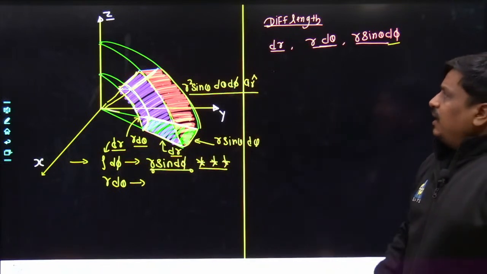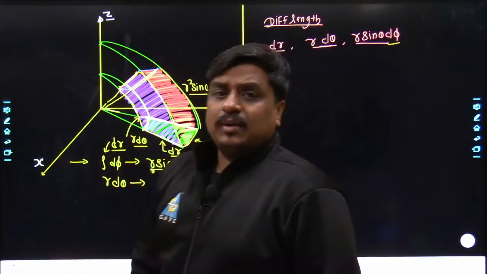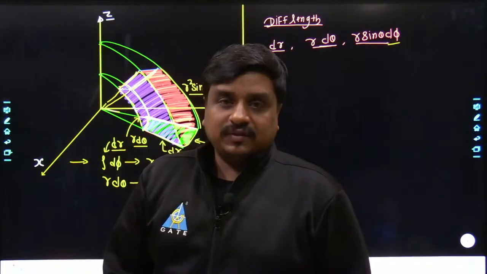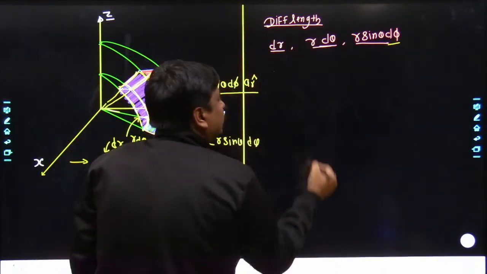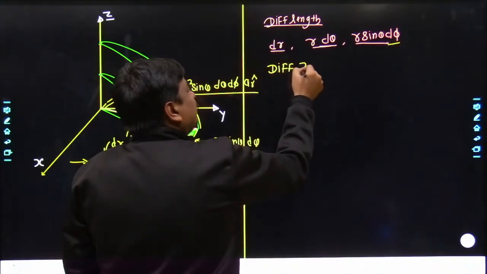Now once you are done with the differential length, it's the right time to move further, and we need to talk about the differential surface. Anyways, before going into the detailed analysis of the differential surface, why don't we hop into the differential displacement?